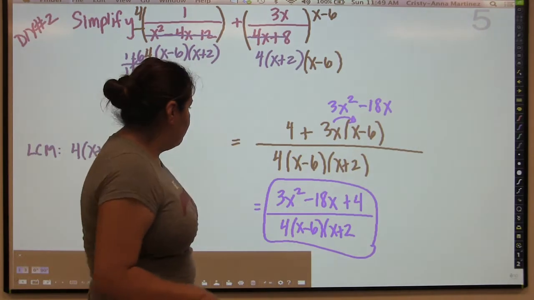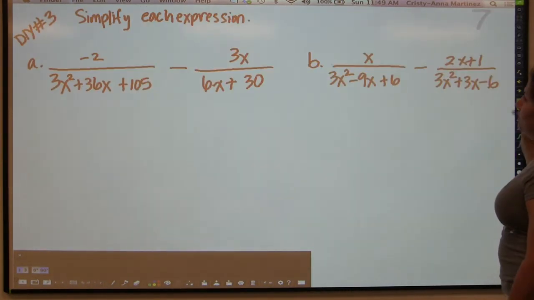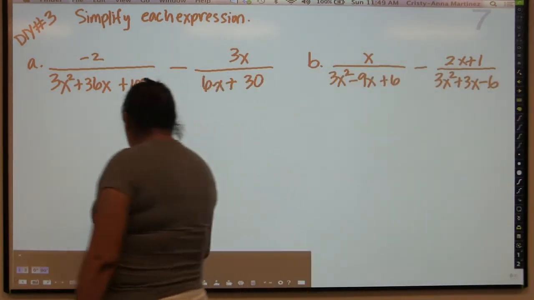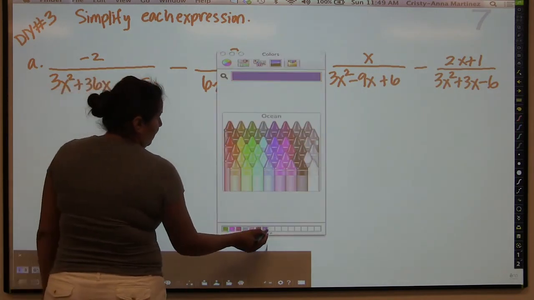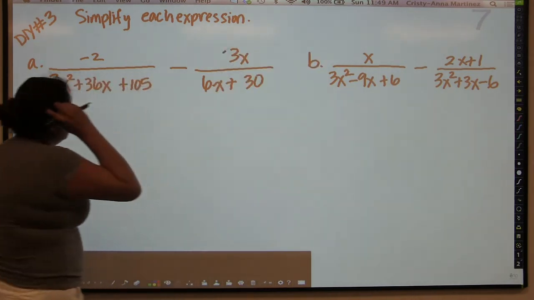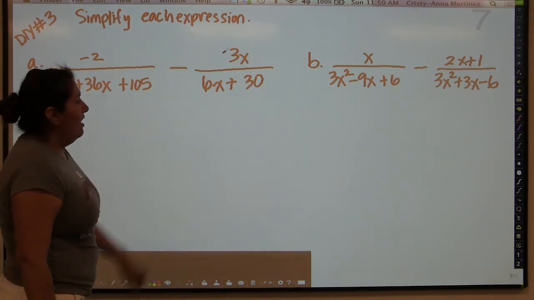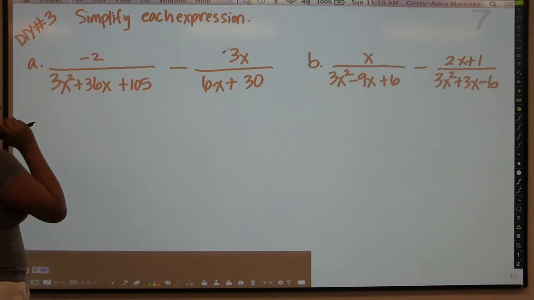Alrighty, so then we move on to do-it-yourself number 3. And we had 2 expressions here, but again, it's very similar to what we just finished doing. Only now I think we're subtracting. So when you subtract, it's very important that you distribute the negative. And again, I will explain that as we go. So the first thing we want to do is factor.